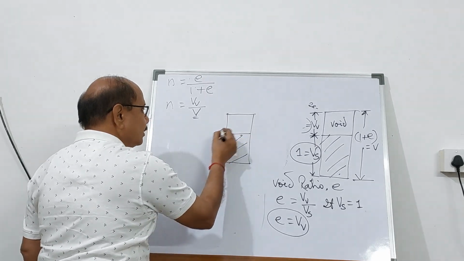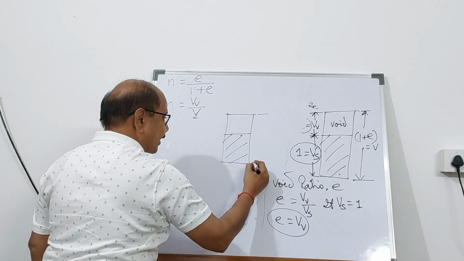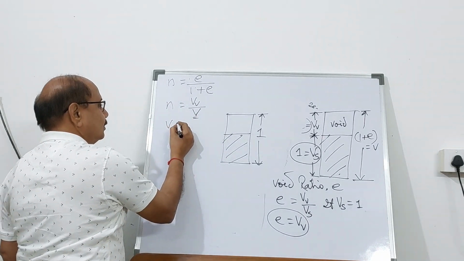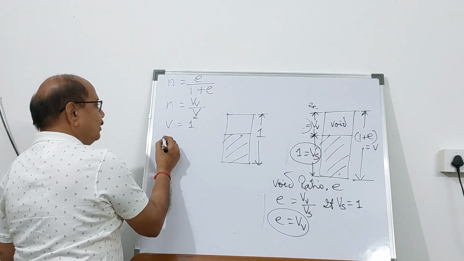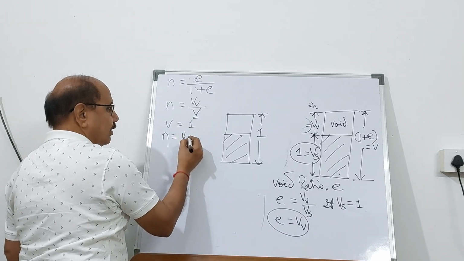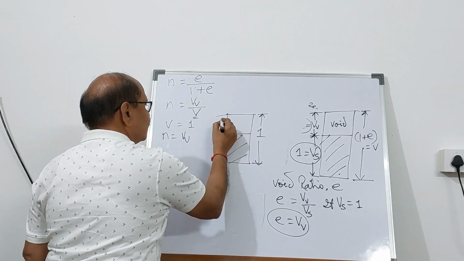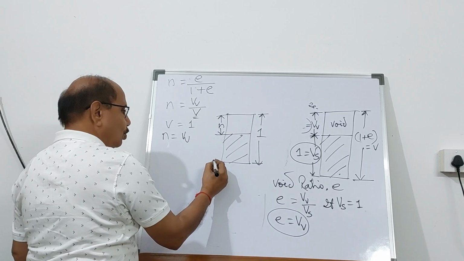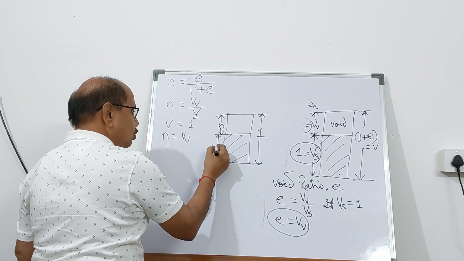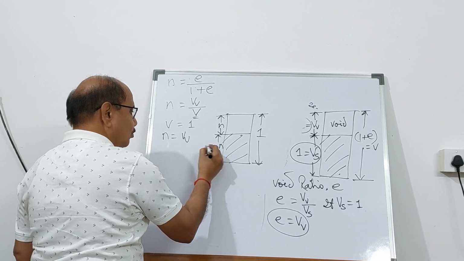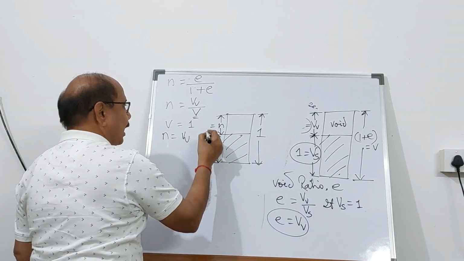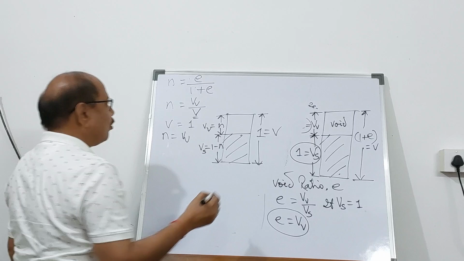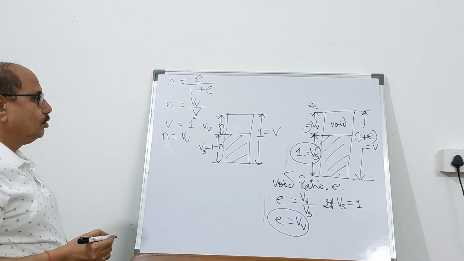This is the solid part, this is the void, and the total volume, if I take it as unity, becomes 1. So if I take V equal to 1 unit and n equal to volume of void over total volume, the volume of void becomes n. So total is 1, so the volume of solid becomes 1 minus n. So this is the volume of solids, and n is the volume of void, and this is the total volume. Total volume equal to 1.